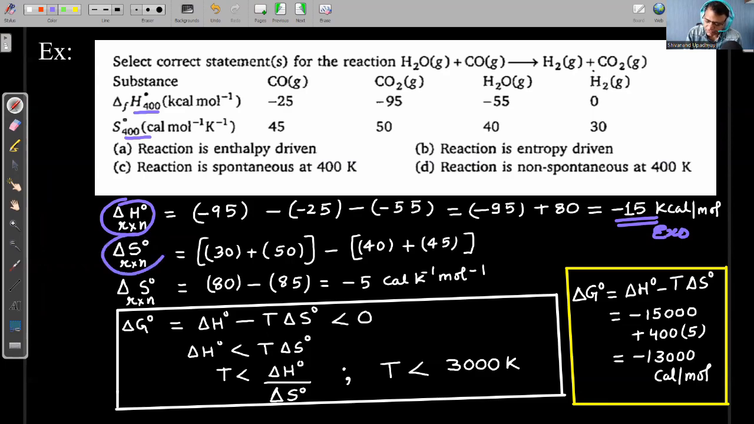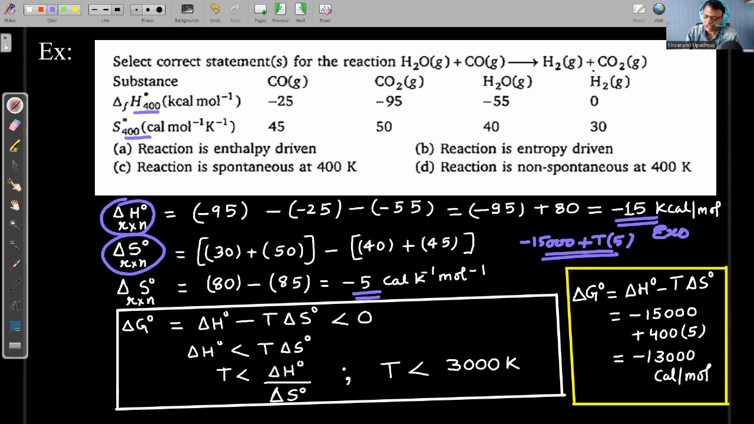And for the entropy change of this reaction, entropy of products minus entropy of reactants. So again, from there we are getting that the entropy change is negative. So this is an exothermic process. Temperature will decide, because delta H is negative, minus 15 kilocalories, so minus 15,000 minus temperature, and this minus minus will become plus into 5. Temperature will decide when the reaction is spontaneous and when it is non-spontaneous. At low temperature, this value will be negative, so the reaction will be spontaneous. At high temperature, it will be non-spontaneous.